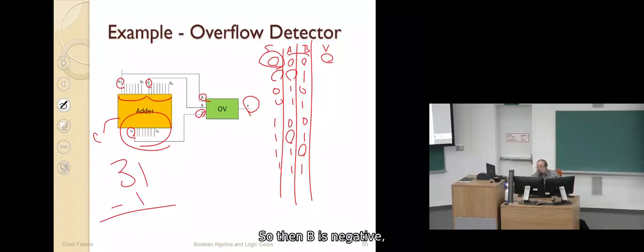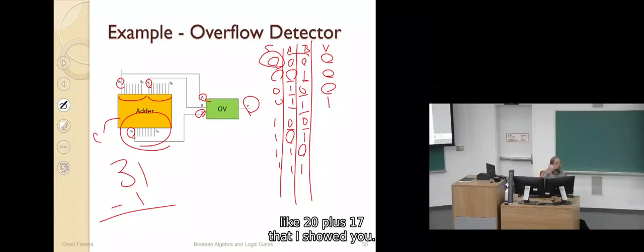So when B is negative, A is positive, overflow would be 0 for sure. When A is negative, B is positive, overflow would be 0 for sure. But when A is negative, B is negative, but the sum is positive, it means overflow happened. So here we have overflow. Okay. When A is positive and B is positive, but the result is negative, like 20 plus 17 that I showed you, then it means overflow.